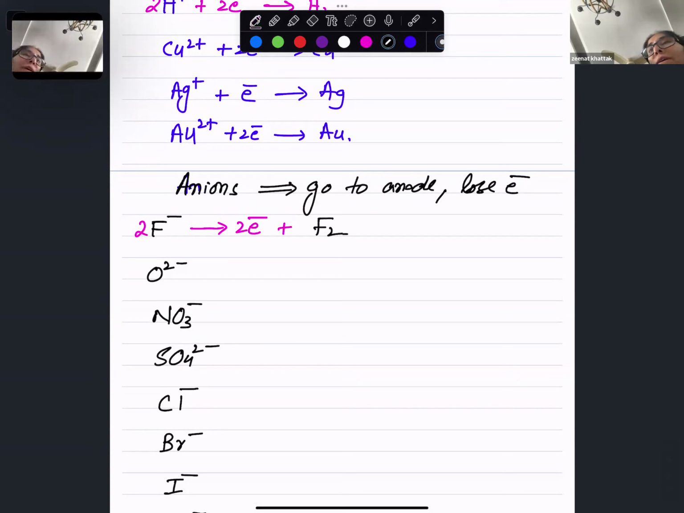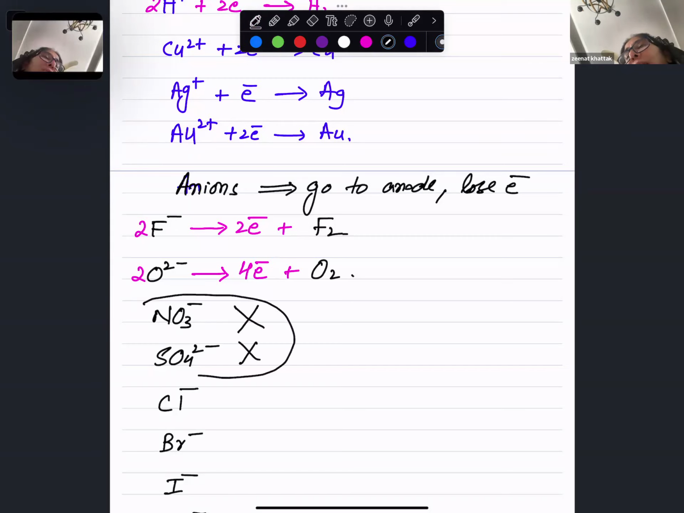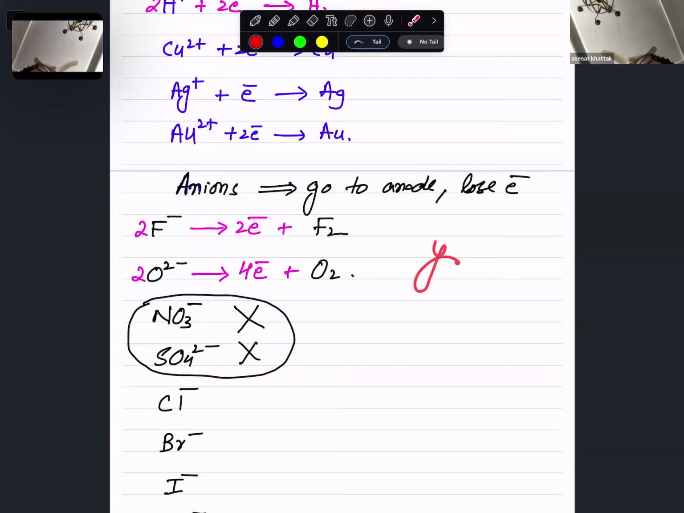F2. 2 O will lose 4 electrons, making O2. Their reactions are not in the course. They never lose electrons. But we have to write this because they ask us that your electrolyte is potassium sulfate.